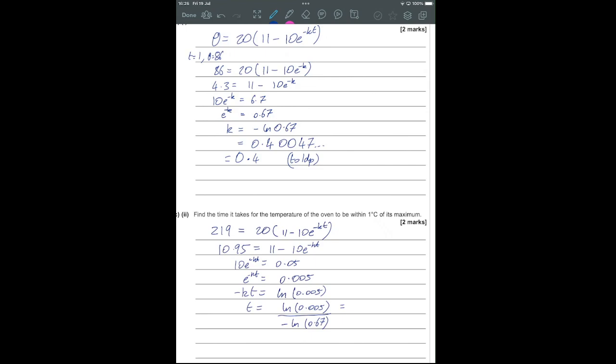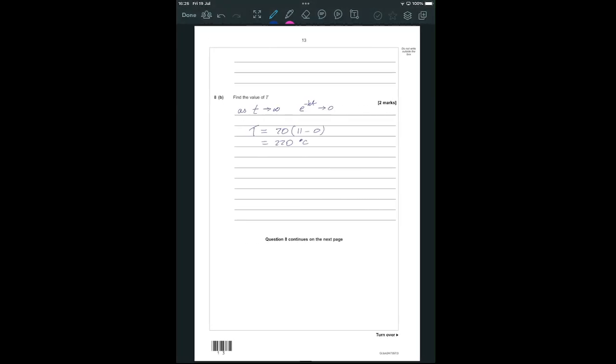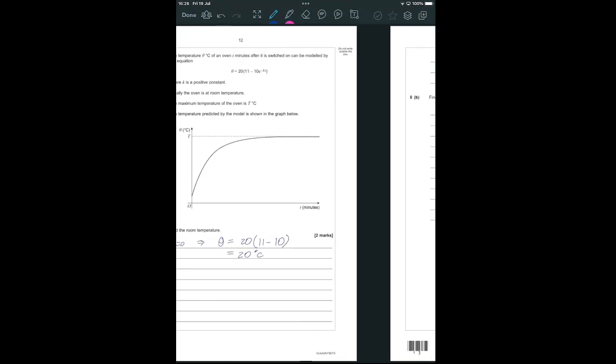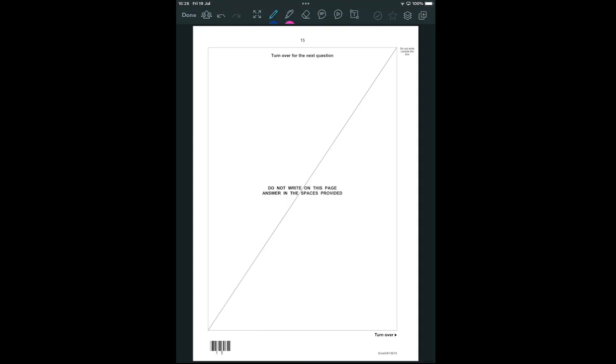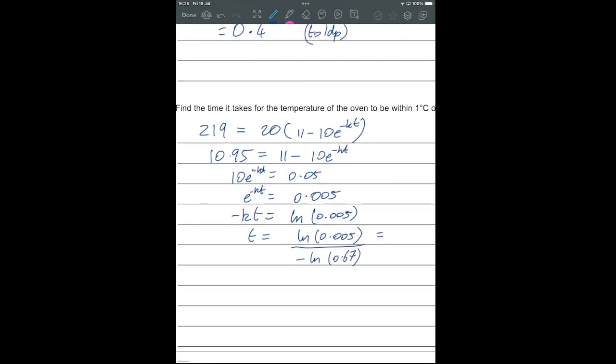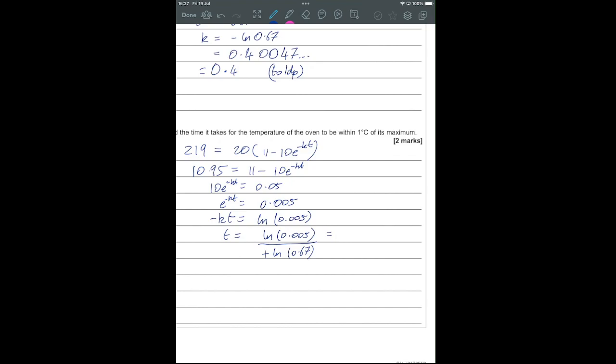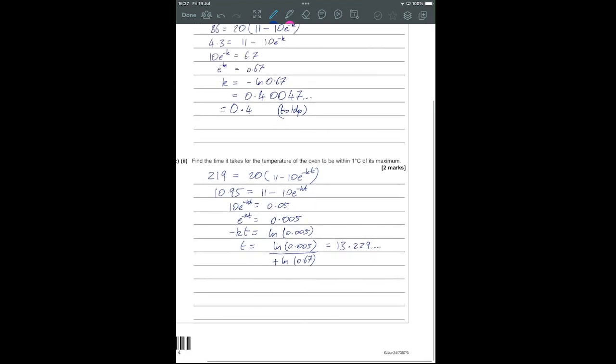So let's look back. Divided through there. It is 11 minus 10, wasn't it? Yep. Within 1 degree is 219. Oh, because it's negative k I'm dividing by. So that's a negative negative. K was negative ln. So negative k is positive. Okay, so my answer is 13.229.